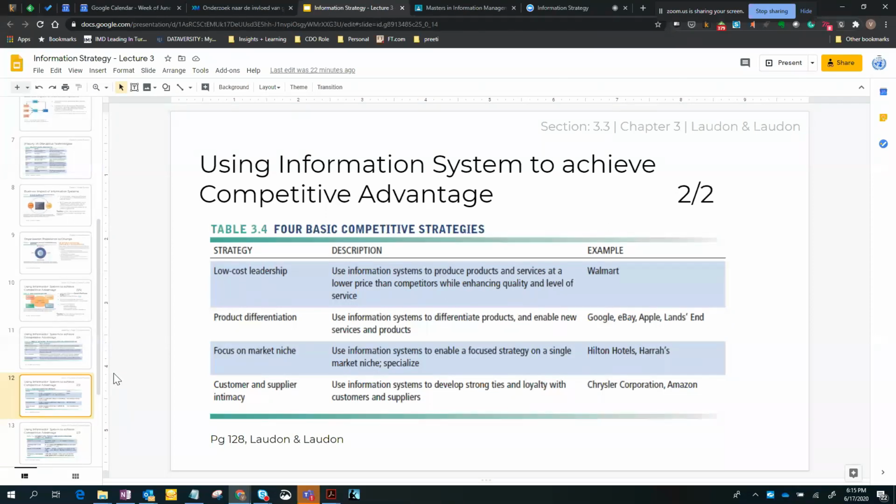So okay, here are actually already some examples of the low cost leadership and product differentiation. And so you can see Walmart, like the example I was sharing. It uses information systems to produce products and services at lower prices than its competitors. So information systems are playing a critical role in it, to be able to track what other companies are selling, let's say, apples for.